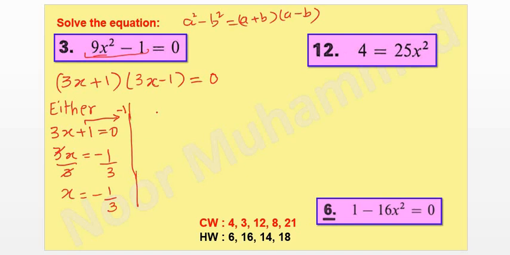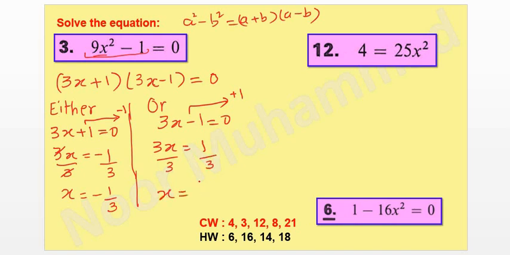And on the other side we have the other factor. It says 3x minus 1 is 0. So first you will move this -1 to the other side. It will change into +1. So we will have 1 over here, and then you will divide this side by 3. You will divide this side by 3. So x equals 1/3, because this 3 and this 3 will be cancelled, right? So we got two values of x, that x equals -1/3 or x equals 1/3. So these are the two possible answers.